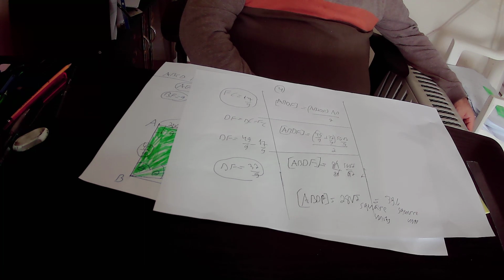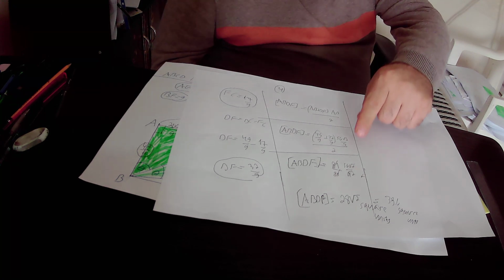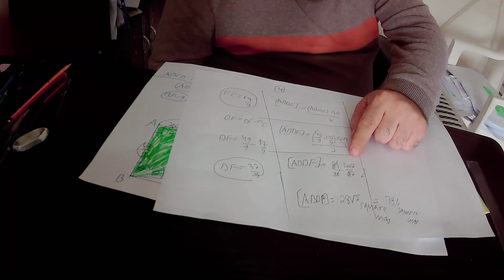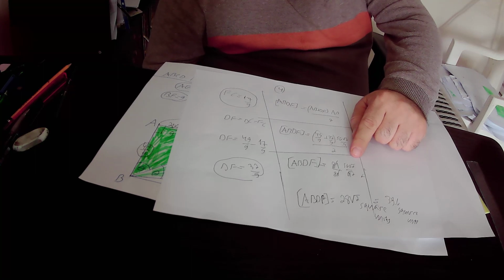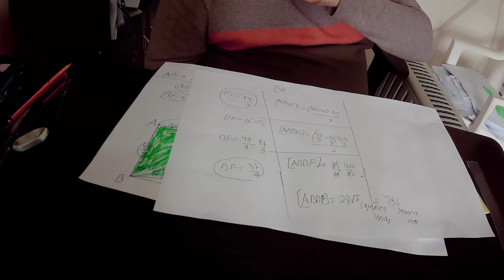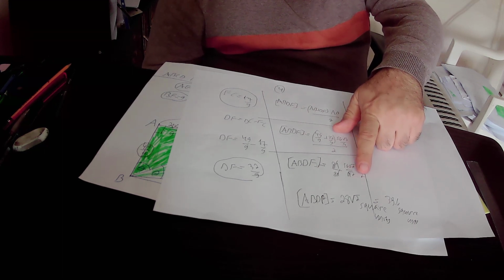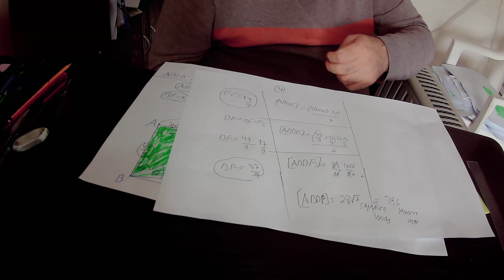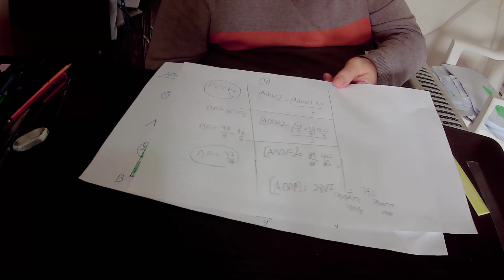49 plus 32 is 81. So the area of trapezoid ABDF equals 81 over 81, which is 1. So 81 will get cancelled, and what is left here? 56 over 2 is 28. So in conclusion, we found out that the area of the green shape equals 28 times root of 2 square units, or in terms of numbers, it equals 39.6 square units.